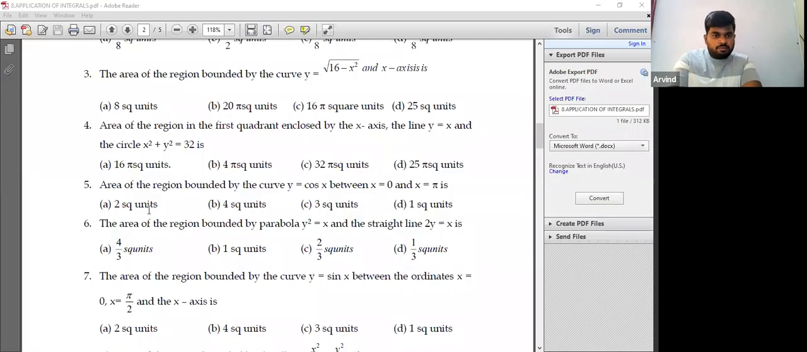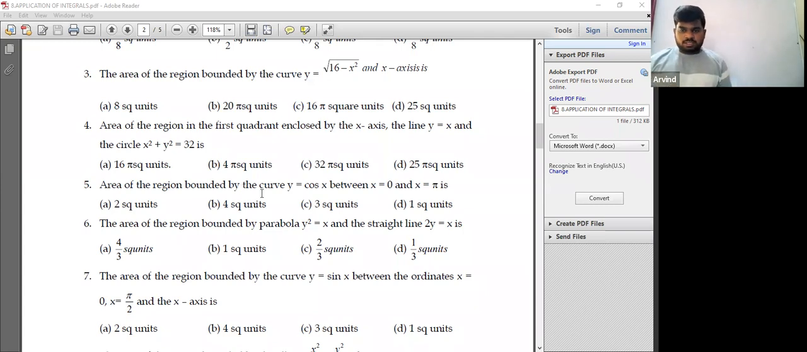Once you identify which figure it is, it is easy to solve. Again, area of the region bounded by the curve y is equal to cos x between x is equal to 0 to pi. This is very easy, you can do it on your own. Could you tell me what will be the answer?